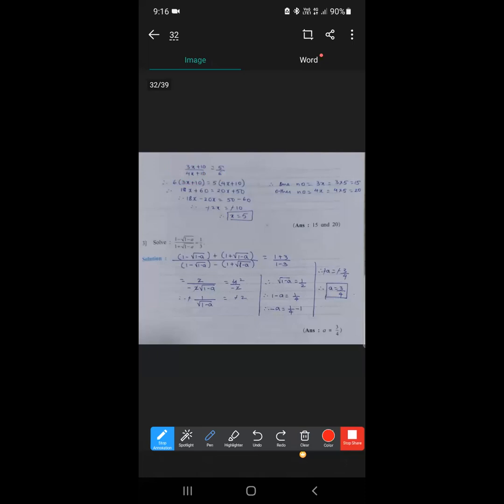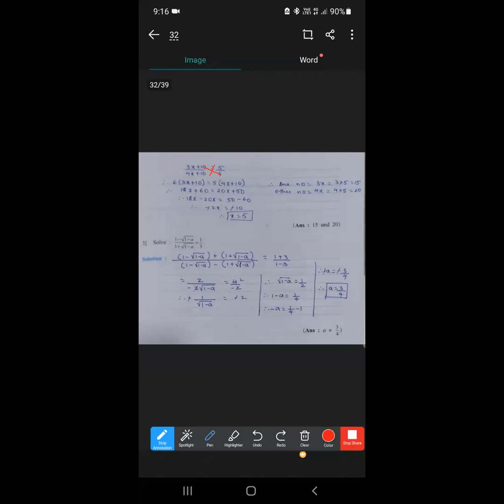A simple equal to sign is there, an equation is there. So here you have to find the value of x. Do the cross multiplication. So 6 into (3x plus 10) equals 5 into (4x plus 10). Simple cross multiplication. 6 into 3x is 18x plus 6 into 10 is 60, equal to 5 into 4x is 20x plus 5 into 10 is 50.